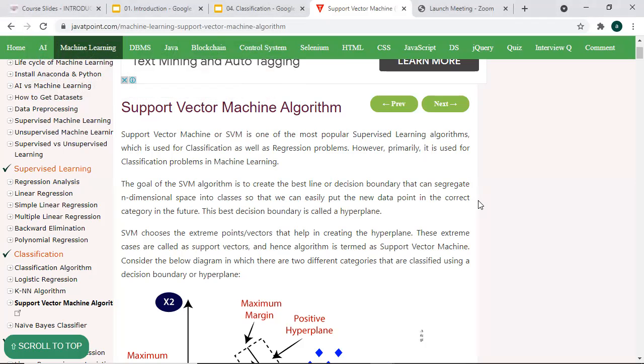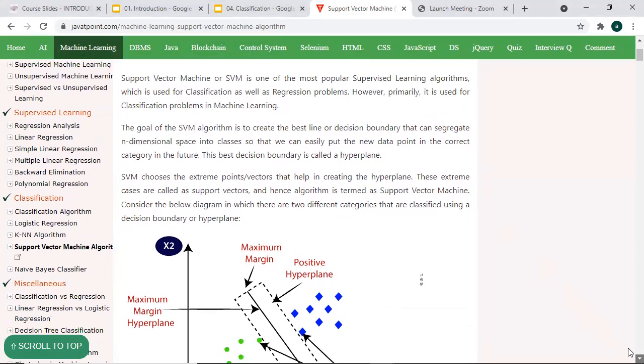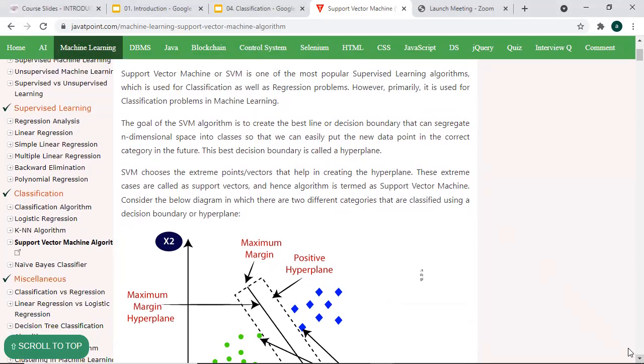So today we're going to see one more algorithm in machine learning whose name is support vector machine, or SVM. It is one of the most popular algorithms and it is used for both classification as well as regression. Classification means where you have a categorical output, and regression means where you have to predict a continuous variable, right?